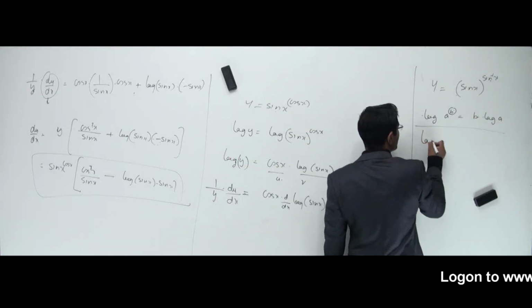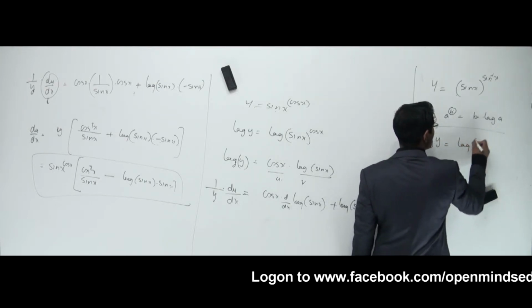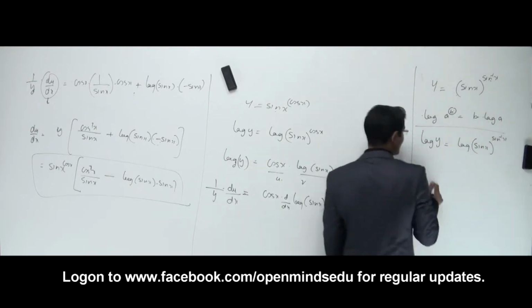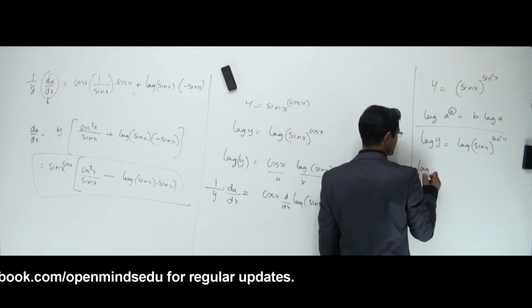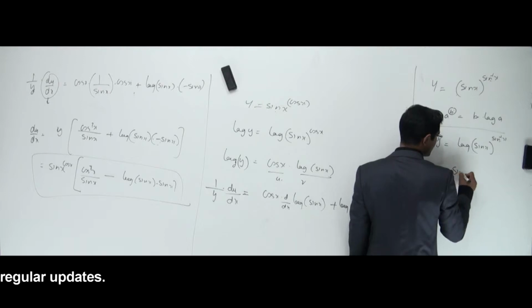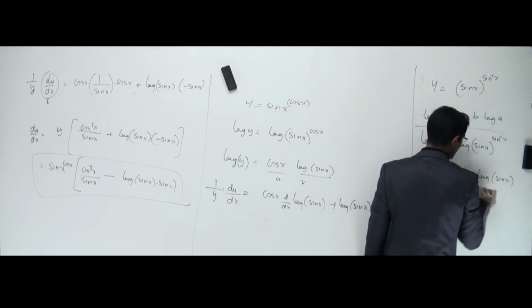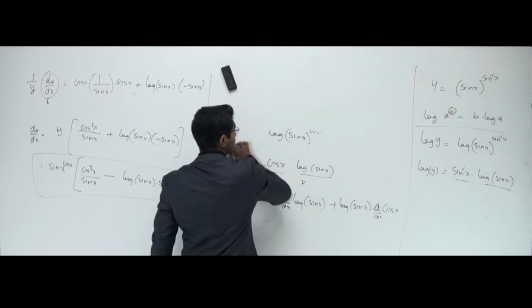So I will write log of y is equal to log of sine x to the whole power sine inverse of x. So what happens here? Let me write it as log of y. I'm not differentiating still. This guy would come behind, that is sine inverse of x into log sine x. And now this looks like UV rule, that is product rule. Can I differentiate that? Let's do it here.